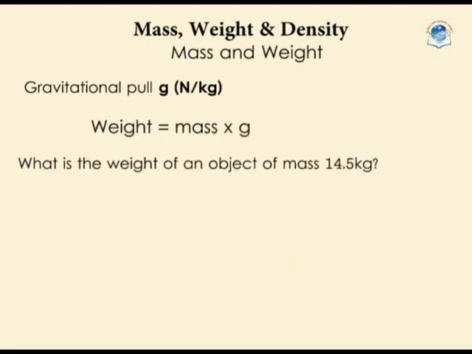So what would be the weight of an object of mass 14.5 kilograms? Weight is equal to mg, where g is equal to 9.8 newtons per kilogram. So we have 14.5 kilograms times 9.8 newtons per kilogram. The kilograms cancel out and we remain with 142.1 newtons.